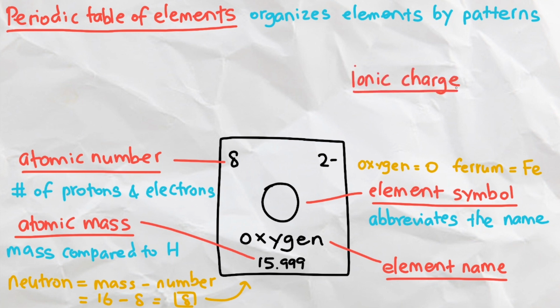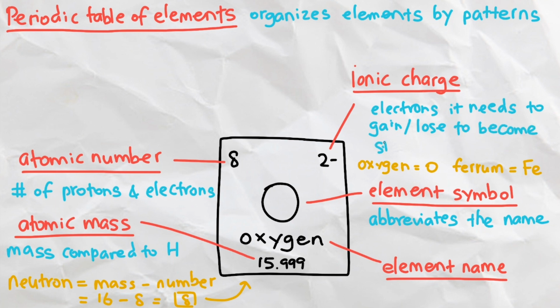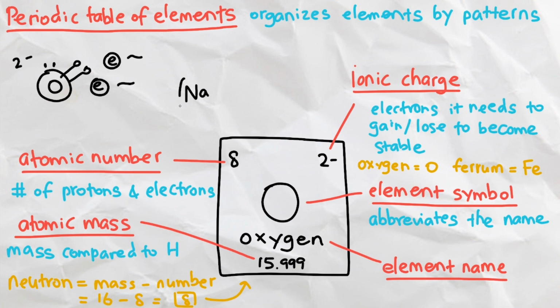Each element also has at least one ionic charge, which tells us how many electrons an atom needs to lose or gain to become stable. An oxygen atom has a -2 charge, which means that it must gain 2 electrons to become stable, while a sodium atom has a +1 charge, which means that it must lose 1 electron to become stable.